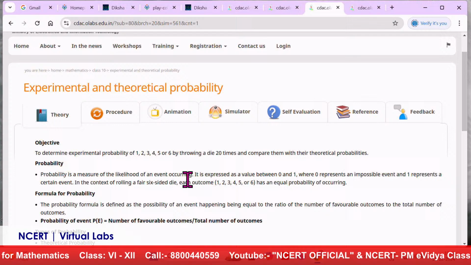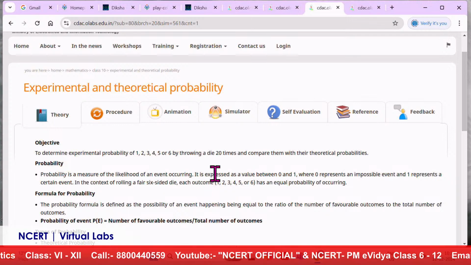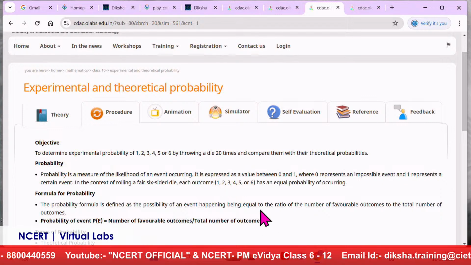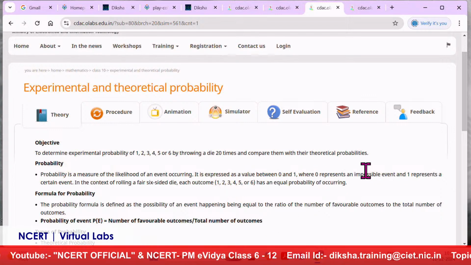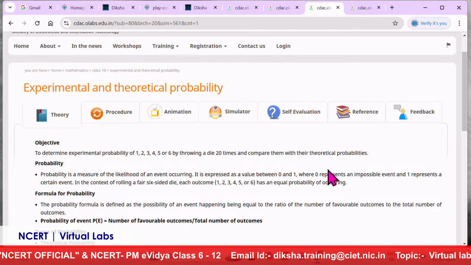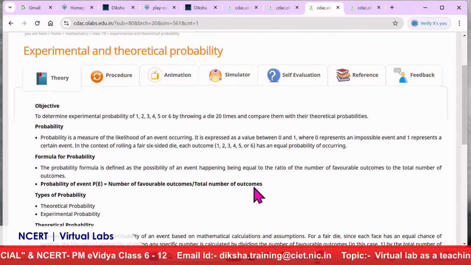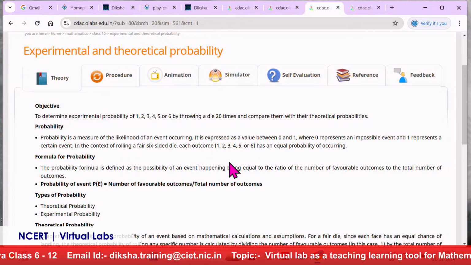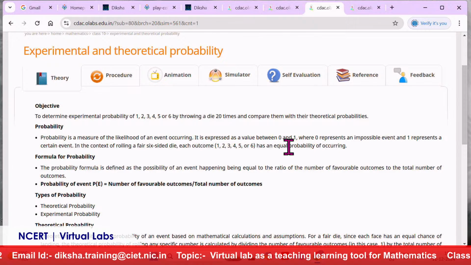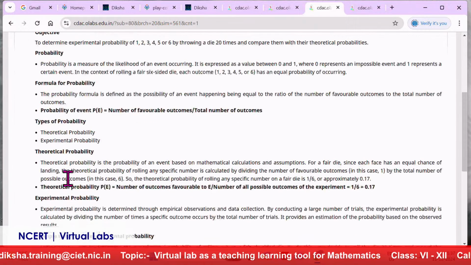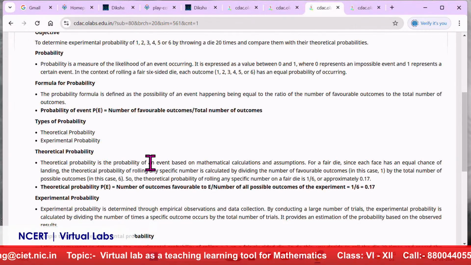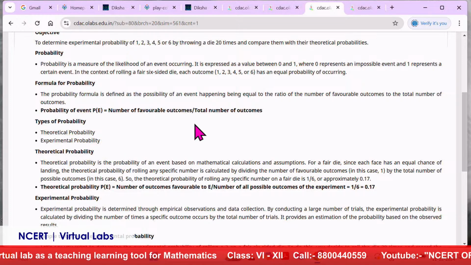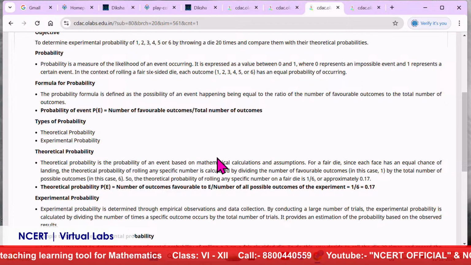Right. So what is the objective? To determine the experimental probability that we get when we throw a die 20 times. When they compare it with the theoretical probabilities, they will get the idea that in the experimental probabilities we get the same results. In probability, the measurement of the likelihood of an event occurring is always expressed as a value between 0 and 1. In this experiment we also see the types of probability, and what the difference is between the theoretical probability and the experimental probability.